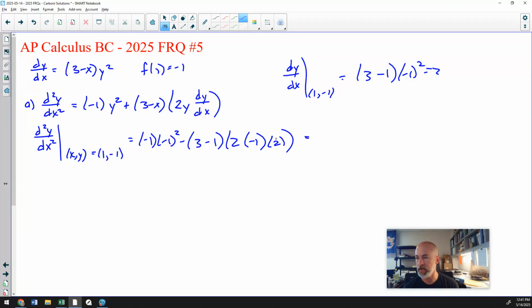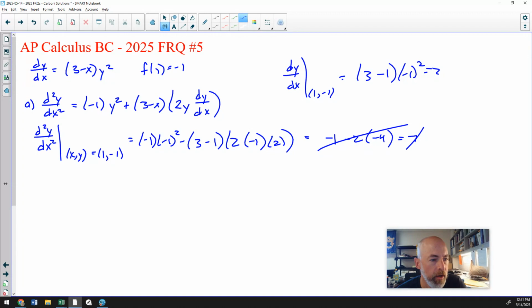If you want to clean that up, you don't need to, but that would be negative 1 minus 2 times negative 4. Is that negative 1 plus 8? Is that 7? Is it 7? I think it's 7, but let's not risk it. Let's leave it as ugly and numeric as we can. Just make sure it's all numeric when you stop.